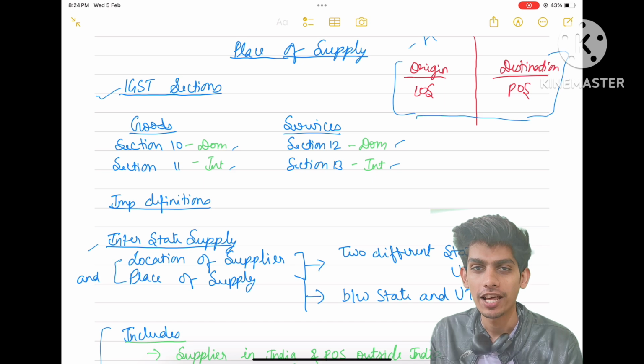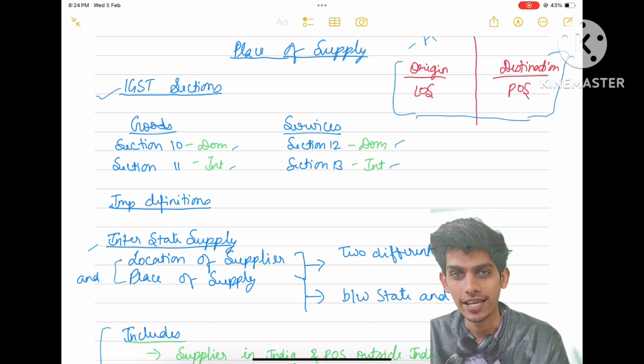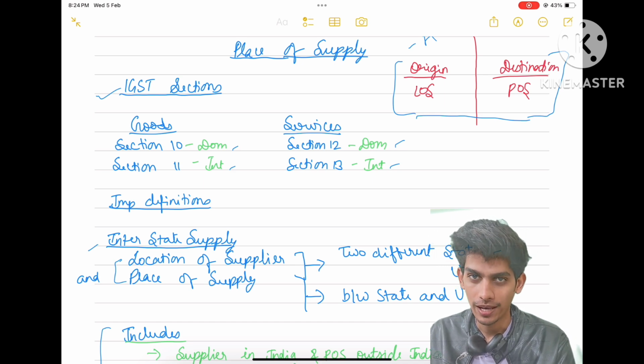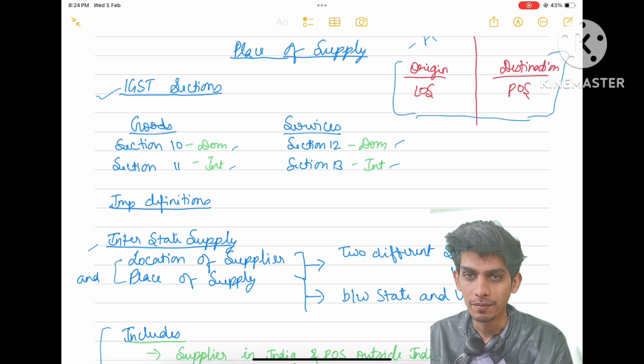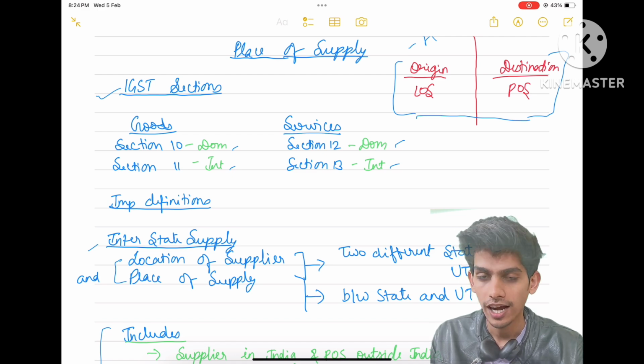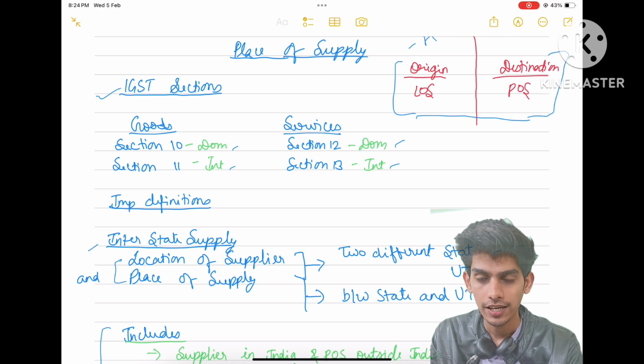So, today we are going to revise place of supply. Place of supply is an important chapter for your examinations. Every year, at least one question comes from this chapter. Before we start the provisions of this chapter, let us first understand why this chapter is important.